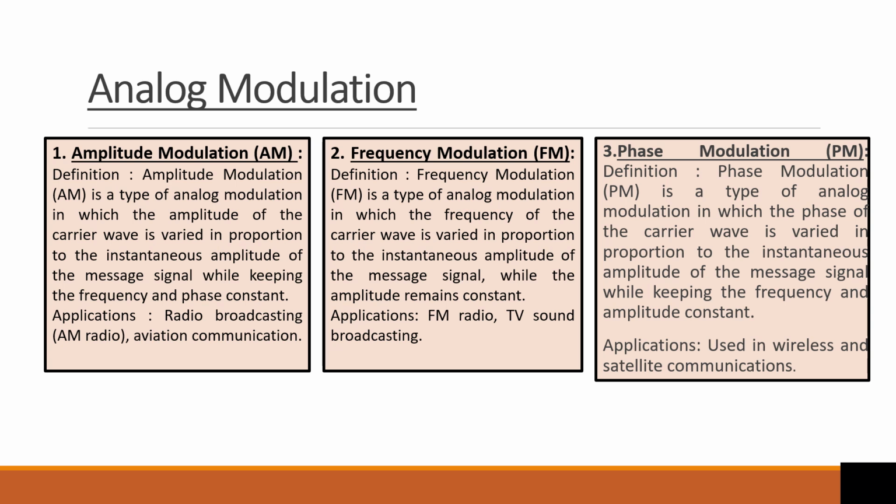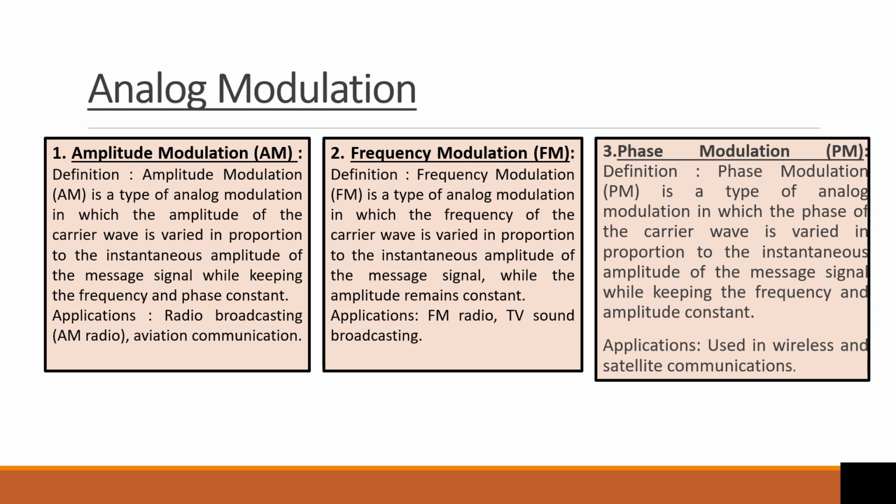Number one, amplitude modulation, AM. Amplitude modulation, AM, is a type of analog modulation in which the amplitude of the carrier wave is varied in proportion to the instantaneous amplitude of the message signal while keeping the frequency and phase constant. Its applications: radio broadcasting, AM radio, aviation communication.